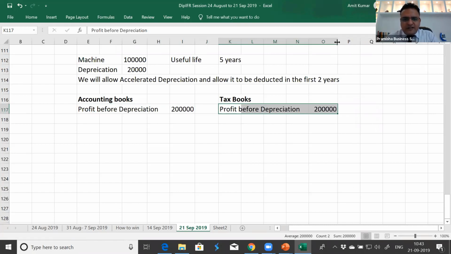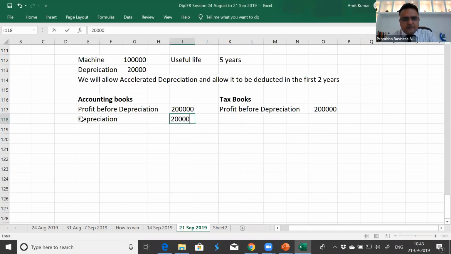The only difference this year is relating to depreciation. Depreciation charged by us is 20,000. This is known as accounting depreciation. That is known as tax depreciation. How much tax depreciation is allowed in year 1 and year 2? They say that we'll give you relaxation and will allow you accelerated depreciation. You can charge 50,000 in year 1.